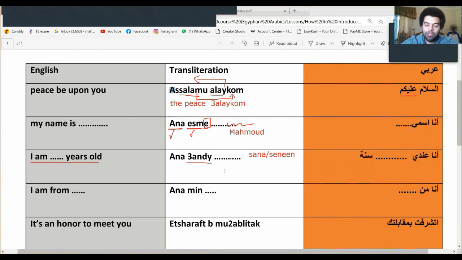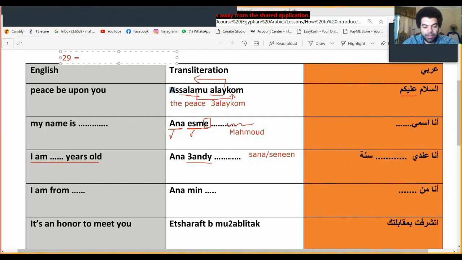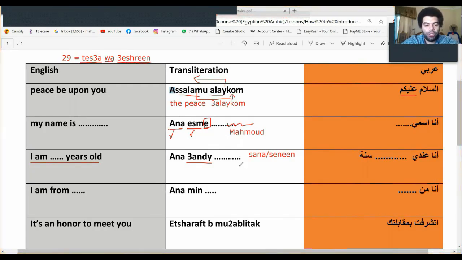أنا عندي تسعة. أنا عندي 29 سنة. So if I write here 29, that would be 29. We say 9 first and then 20. So تسعة means 9, wa means and, 20 means 20. أنا عندي 29 سنة. Okay, let's look at these words.